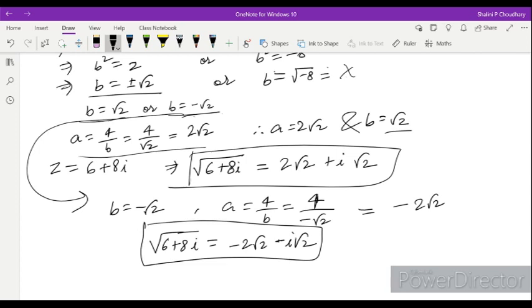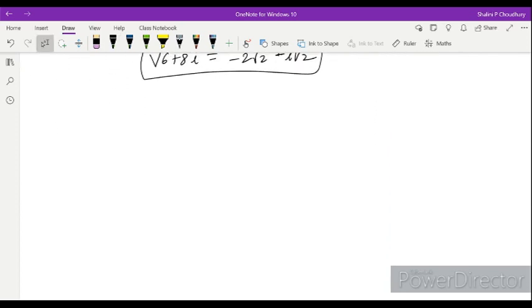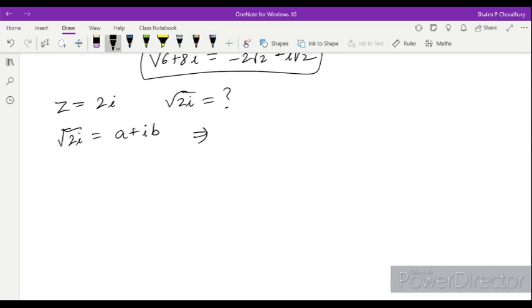Now if another question comes, what do we have to find out? If z is equal to 2i, we have to find out the square root of 2i. It means we have to find out the square root of z. So what will be the value? First of all, let square root of 2i be equal to a plus ib. Now squaring both the sides, what we'll get? We'll get 2i equal to (a plus ib) whole square.